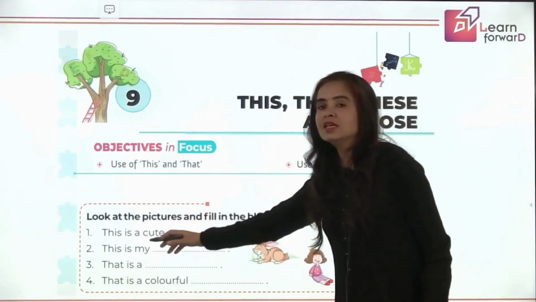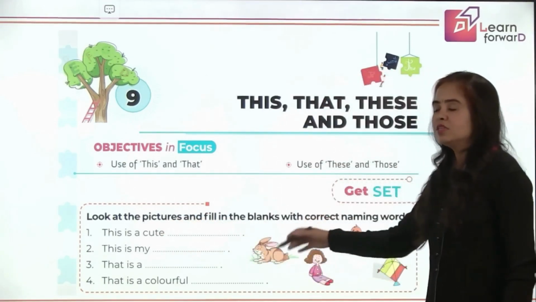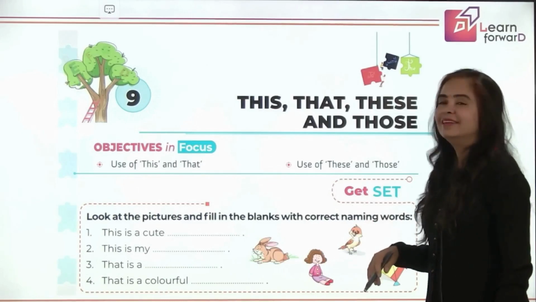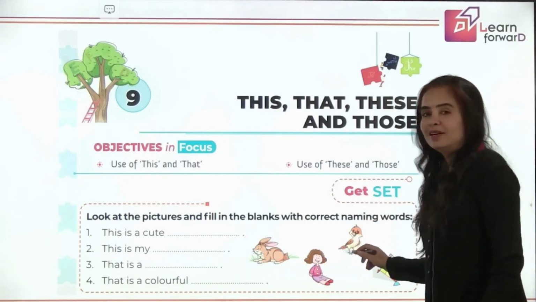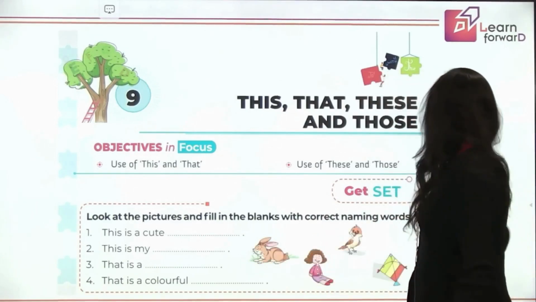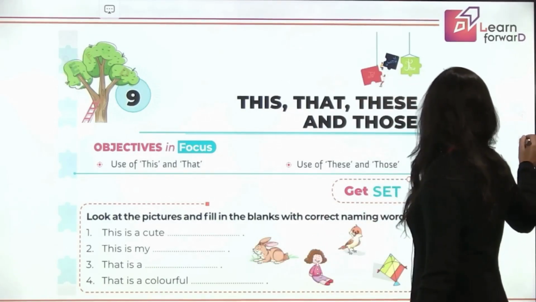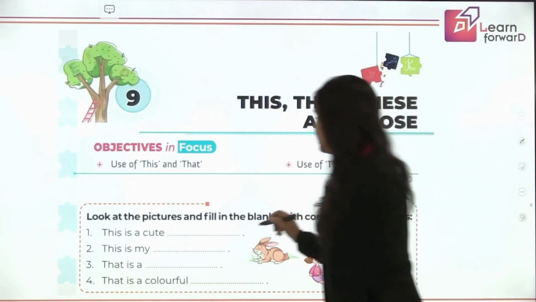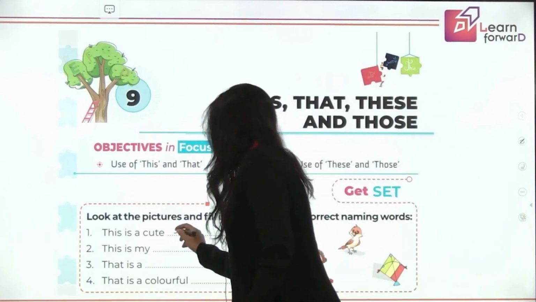So this is a cute, what do you see? What do you find cute here? This is a cute bird, you can say. This is a cute rabbit also, you can say. Any of these you can use here. So let's write, this is a cute rabbit.